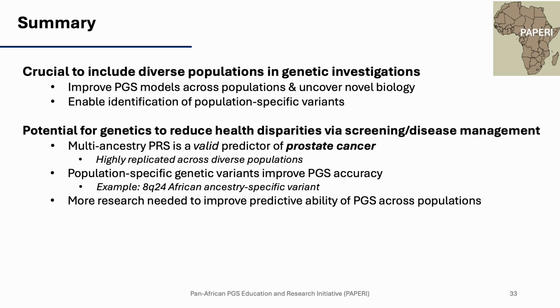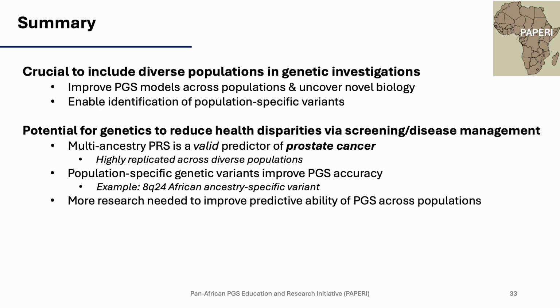There's strong potential for genetics to reduce health disparities via screening and disease management. We found that a multi-ancestry PRS of prostate cancer was a valid predictor. It was highly replicated across diverse populations. Population-specific genetic variants can also improve PGS accuracy and be really important for disease screening and disease management. One example that we saw of this was the AQ24 African ancestry specific variant that was really important for the polygenic risk score for prostate cancer.